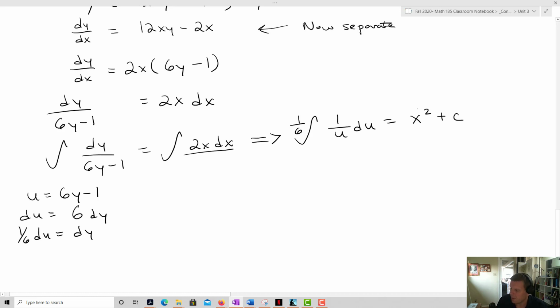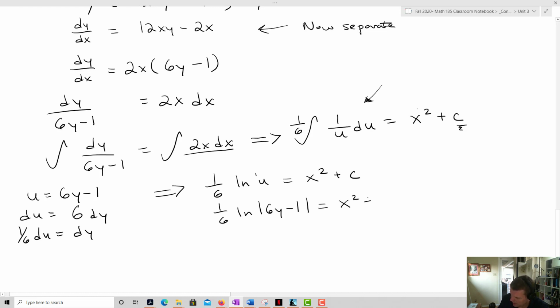In this example, I'm not actually going to include my constant here. I'm just going to absorb it into the constant on the right-hand side. So this is now going to give me 1/6 times the natural log of u equals x squared plus c. So now 1/6 the natural log of 6y minus 1 is equal to x squared plus c. And so now I'm going to solve for y. So this is now going to give me the natural log of 6y minus 1 is equal to 6x squared, and we'll absorb the 6 into the c. So 6x squared plus c.